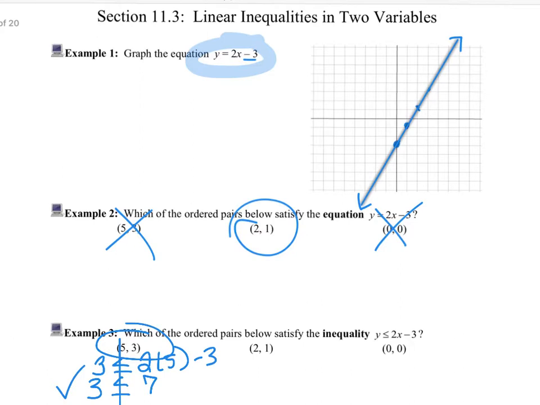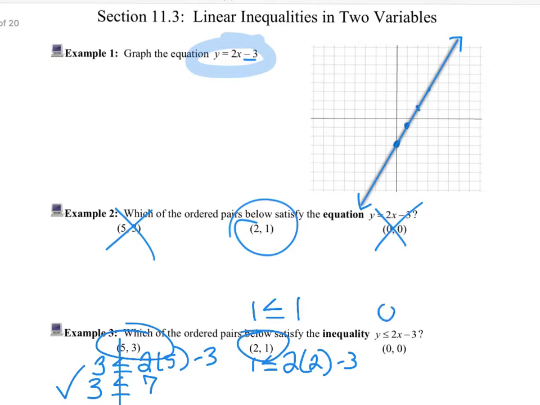I can test 2, 1 the same way. I would put 1 in for y. Put 2 in for x. So 2 times 2 minus 3. Then I end up with 4 minus 3, which is 1. I don't have enough space right there. I'm going to come up here. 1 is less than or equal to 1. Well, 1 is less than or equal to 1. So this is also true.